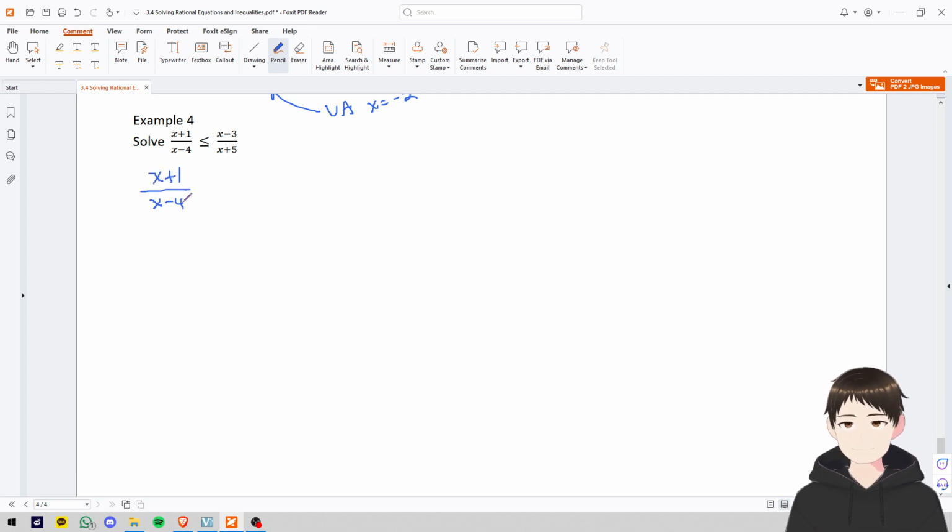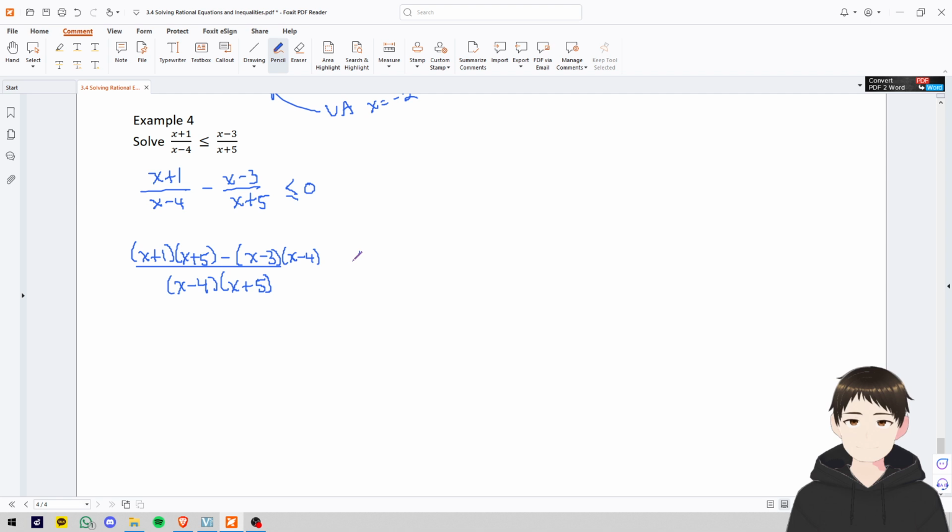(x+1)/(x-4) minus (x-3)/(x+5) is less than or equal to 0. So this has to be negative. Okay. I'm going to skip some steps. The denominator has to be (x-4)(x+5). This numerator was multiplied by the x+5, and the right numerator, x-3, was multiplied with x-4. And that is all less than or equal to 0.